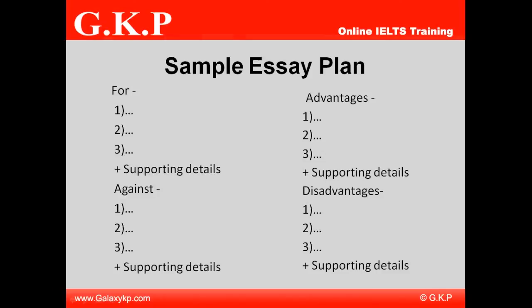Now, another kind of argumentative essay is advantages and disadvantages. What are the advantages and disadvantages of electric cars, for example? Again, point 1, point 2, point 3, plus supporting details or examples from your life experience. Same thing with the next one, disadvantages.